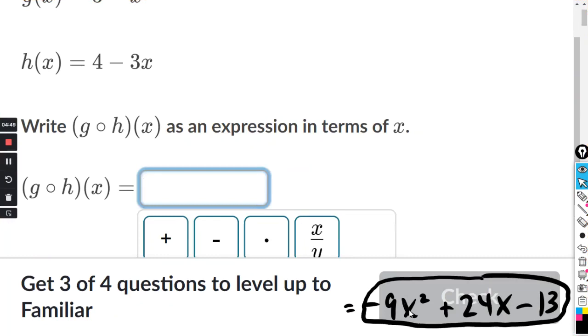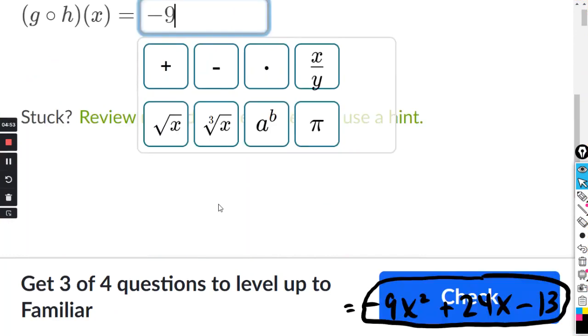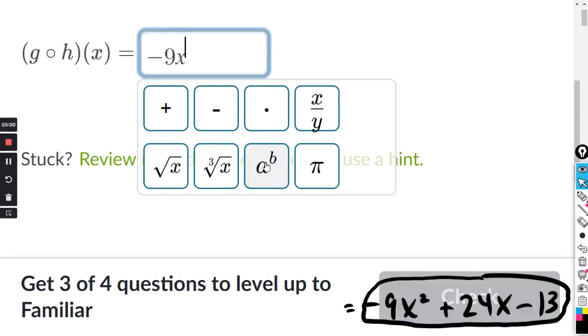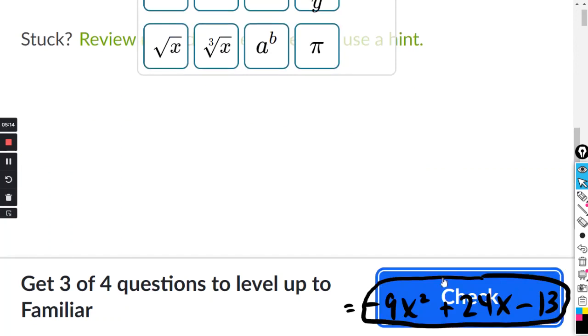Okay, so inside the box, negative 9x squared. Okay, negative 9x. Here's the button for the exponent, negative 9x squared. Hit the right arrow key and type plus 24x minus 13. All right, there you go. This is your exponent button there, or you can do shift and the 6 key.